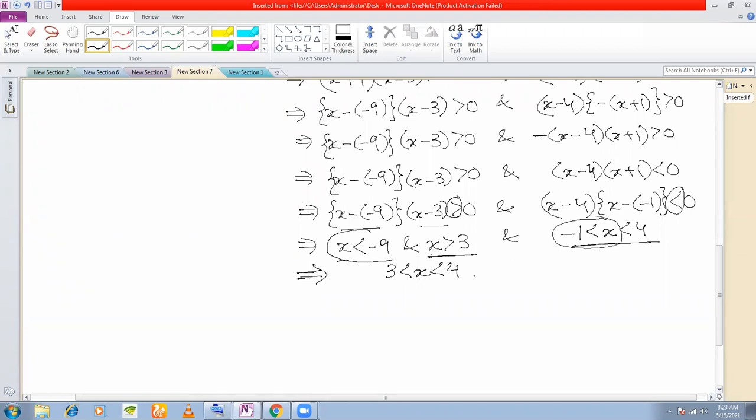But x is less than -9 will not be satisfied, because x is less than -9 and x is greater than 3 are absurd, right? So therefore, this is the condition, that x lies between 3 and 4. So only these three inequalities will give you this result. Is that clear to everyone, or any question you have?